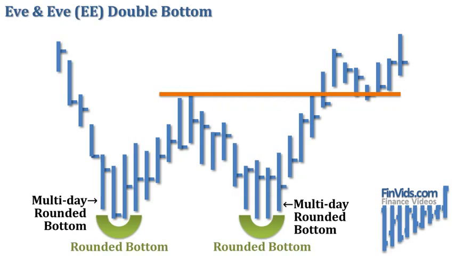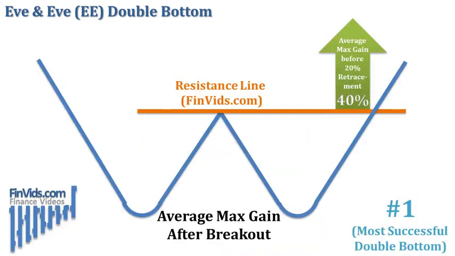There are four anatomically suggestive double bottom patterns. We begin with the female Eve and Eve double bottom. Now, each of the bottoms is rounded and occurs typically over multiple days. The average max gain before any 20% retracement after the breakout above the resistance line is 40%. Note that according to Bulkowski, this is the most successful double bottom pattern.